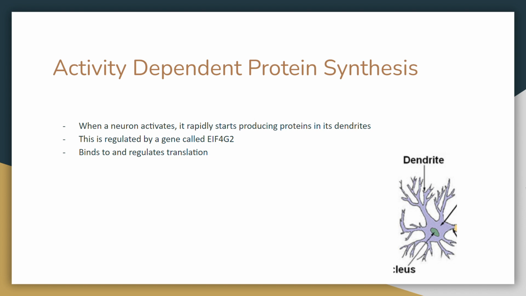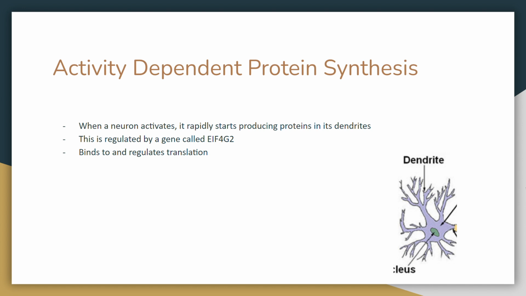The process of translation is essentially when RNA, which is one form of genetic material that can be found inside of a cell, goes through a structure within the cell called a ribosome. That ribosome reads the RNA and makes a protein, slowly assembling it from instructions through the RNA. So what eIF4G2 does is binds to the RNA and controls what parts of that RNA are being translated, which therefore controls which proteins are being made.